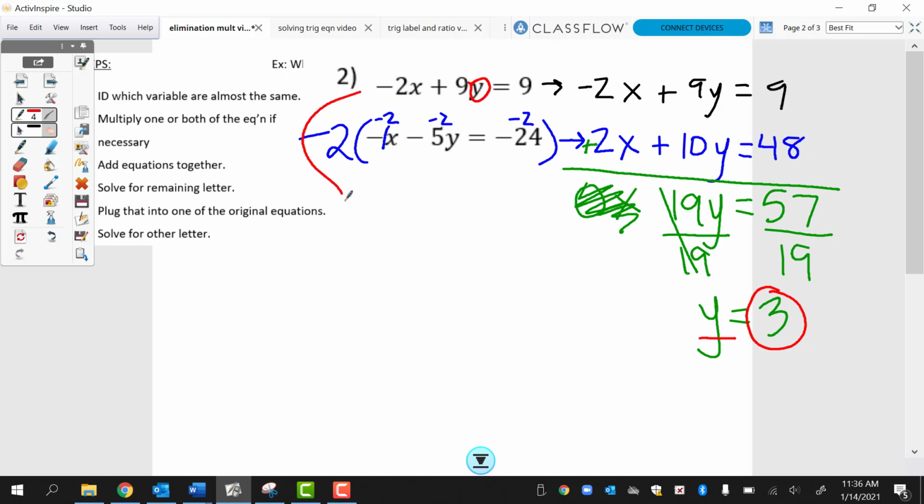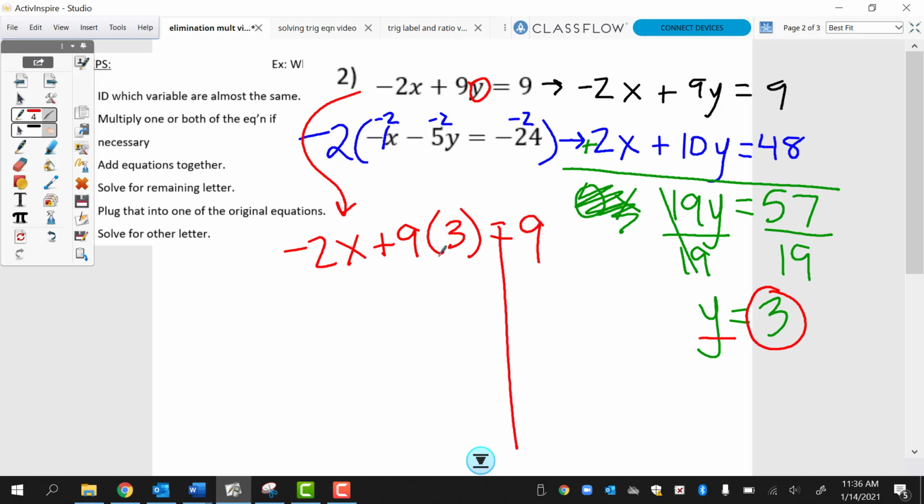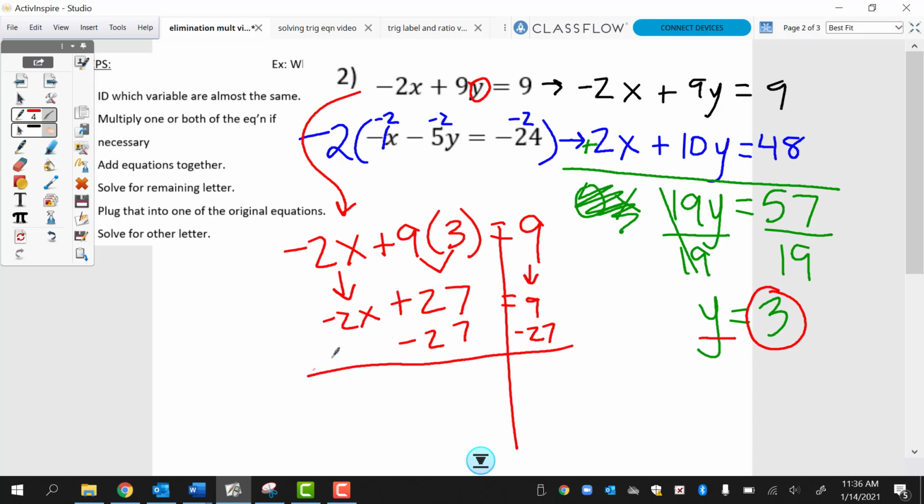So I'm rewriting that equation down here. Negative 2x plus 9, parentheses 3, I'm plugging in my answer, what I got over there, equals 9. Okay, and then I'm solving this for x. So I'm going to multiply 9 times 3 first, which I type in and get 27. I drop down my other numbers. Minusing 27 to the other side, I need to get x alone.